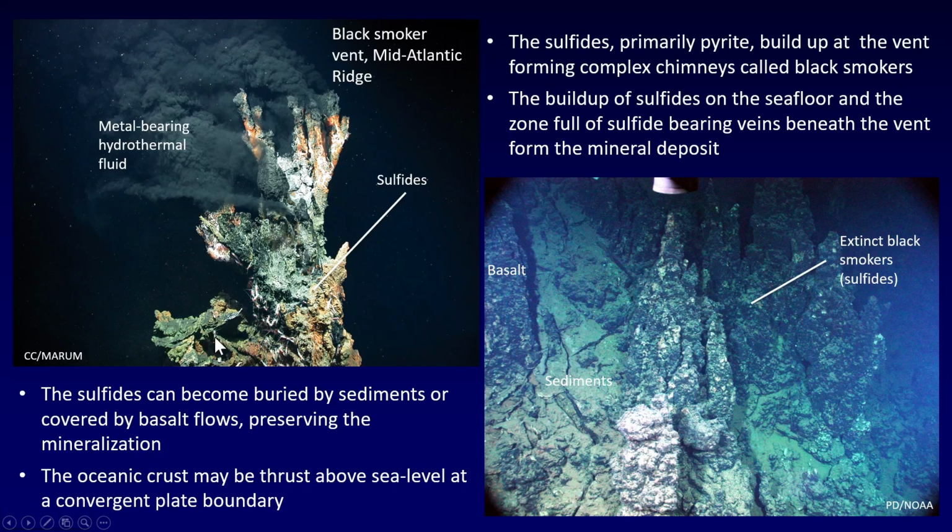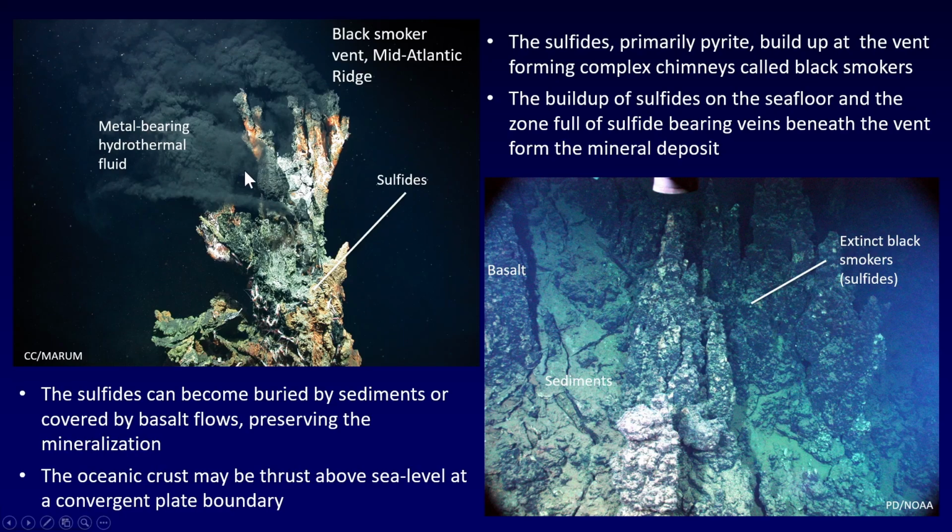And so what you end up doing is building these chimney structures, which are made of sulfides. They're going to be mostly iron sulfides, so pyrite, but within them there's also going to be copper sulfides, lead sulfides, and zinc sulfides. And you can also see another example here. So these are extinct vents. They're no longer active anymore, but you can see this chimney-like shape to them, which was formed by the hydrothermal fluid. And all of these extinct vents are essentially made of sulfide.